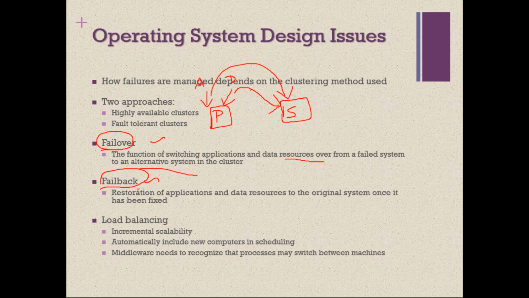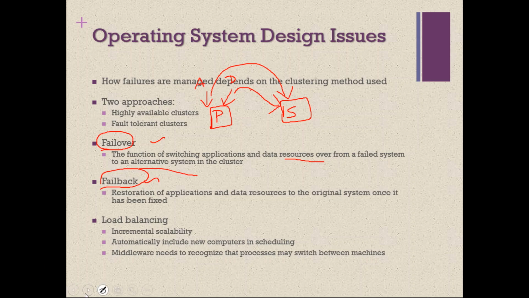Failover means handing over the application and data to the secondary server from the primary server. But later the primary server may come back again. It may recover. Then once again the applications and data resources should be given back to it. That is what is called failback. Okay, right.